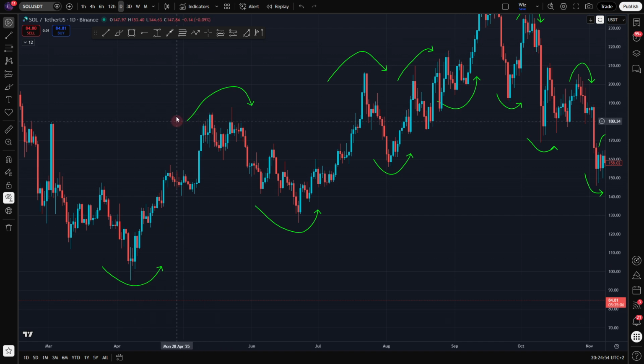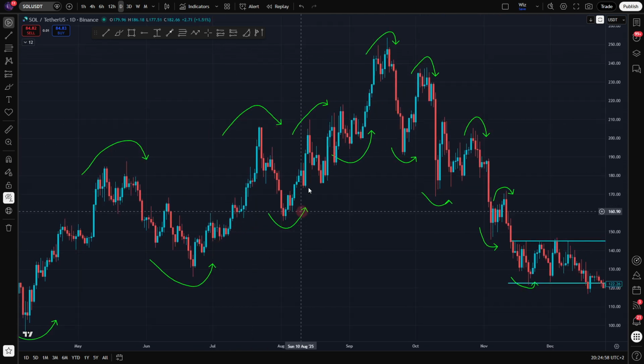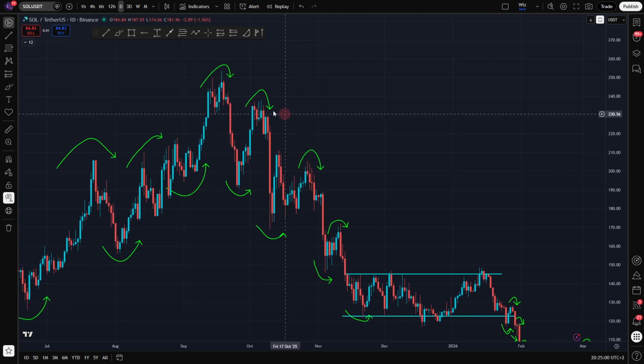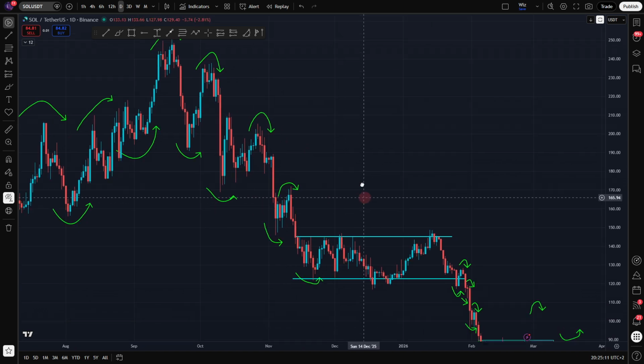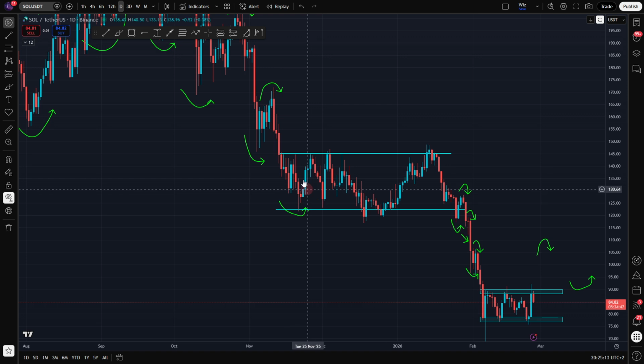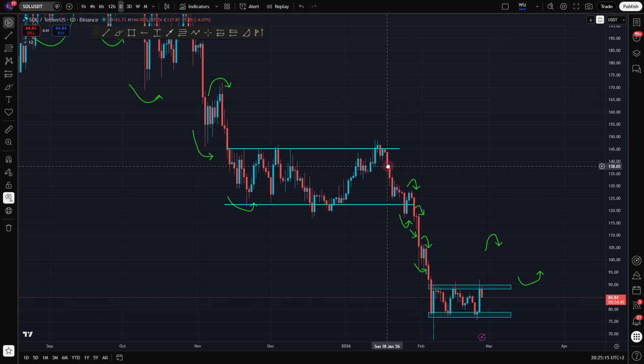We have a low here, we have a high, then a higher low, higher high, higher low, and so on until the trend shifts. And then we start the downtrend where we have a lower low, lower high, lower low, lower high, and so on. And then we start ranging.